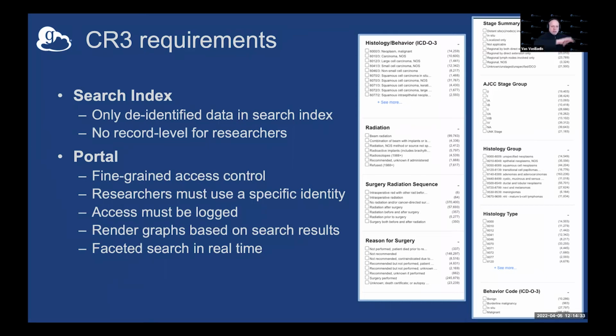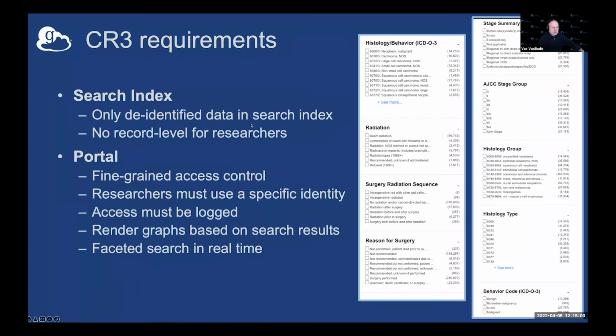So it can look across this federated set of repositories and give you results. And you can see that, this is a great example of where that bifurcated access control model is used, where the search index only contains de-identified data. So any metadata that contains PHI is not indexed. And you can't see record-level data in the index.